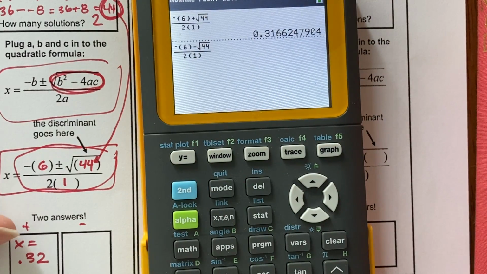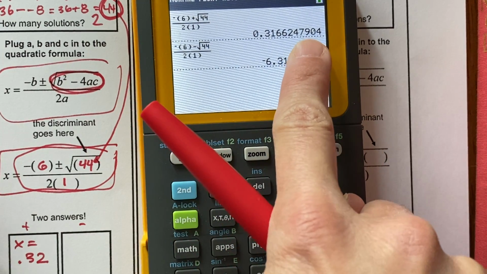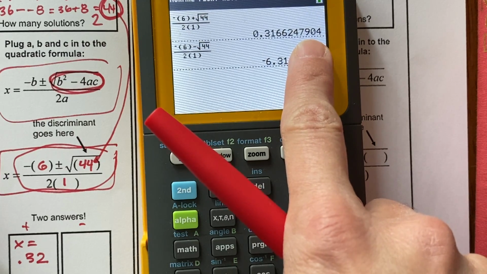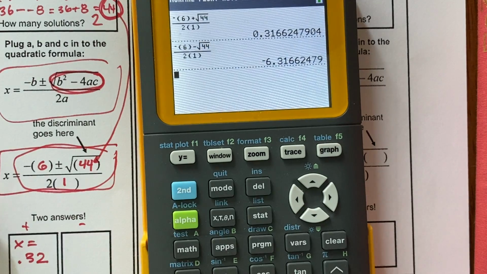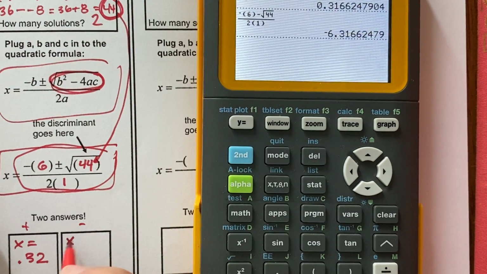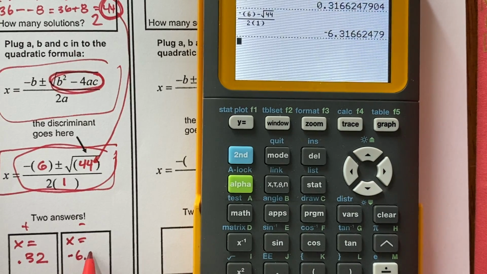So minus the square root of 44 over 2 times 1. And hit enter. And then I get another number. And again, I'm going to round it to the nearest hundredth. So that 6 over here would make this 1 become a 2. And I have my second answer as negative 6.32. Okay?